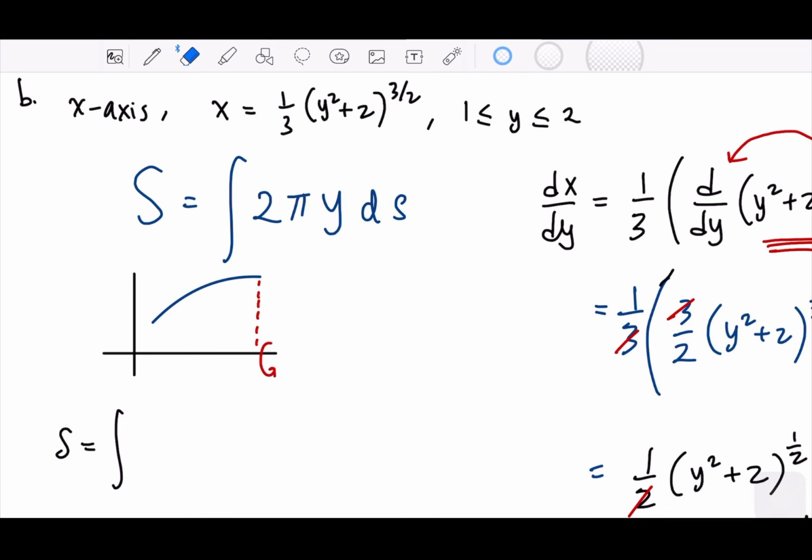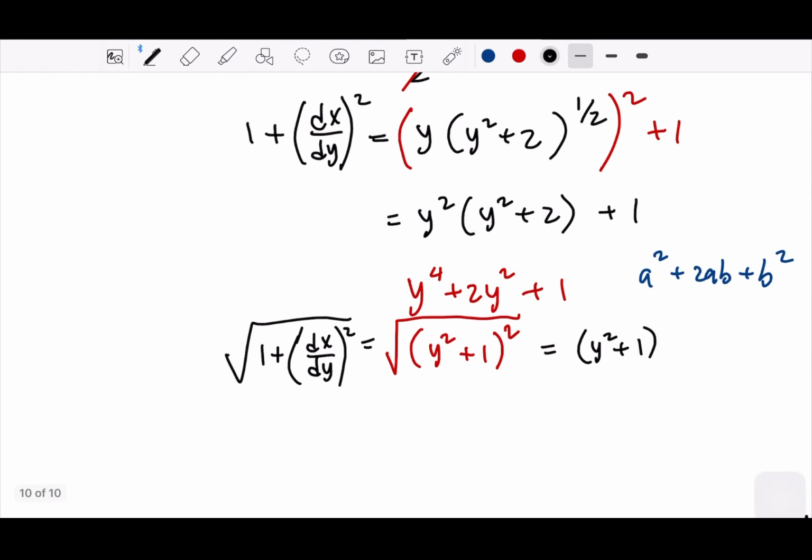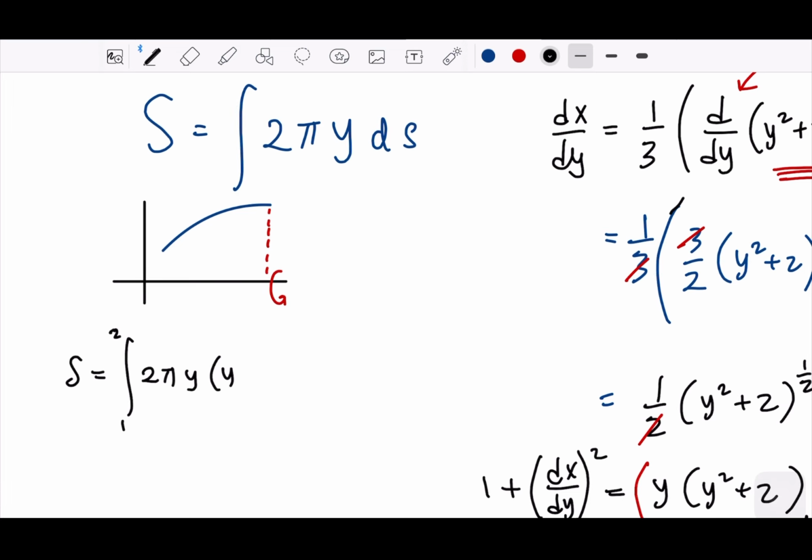So this will be dy. So 1 to y, 1 to 2 for y, and then 2 pi. Keep dy over there, and then ds is this result multiplied with dy, right? So y squared plus 1 and then dy.